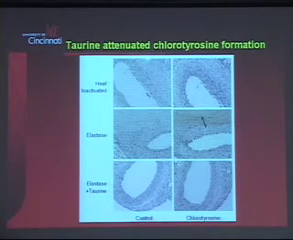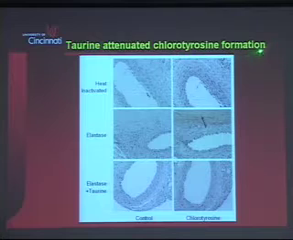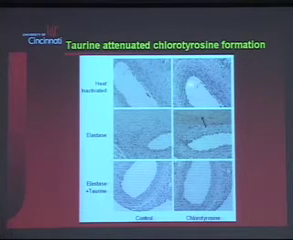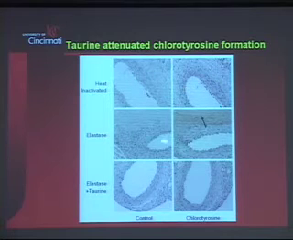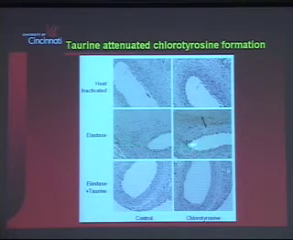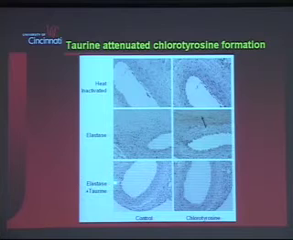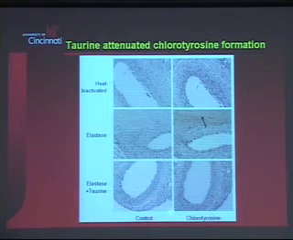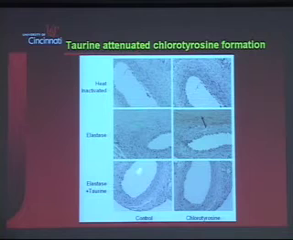As I mentioned, this is a very nice marker for myeloperoxidase-mediated oxidative stress. In the upper panel, this is the heat-inactivated elastase control aortas. In the middle panel, this is the elastase-treated aortas. And in the lower panel, these are the animals that were given taurine and infused with elastase. On this side, you're seeing the control immunostaining, and on this side, the chlorotyrosine immunostaining.